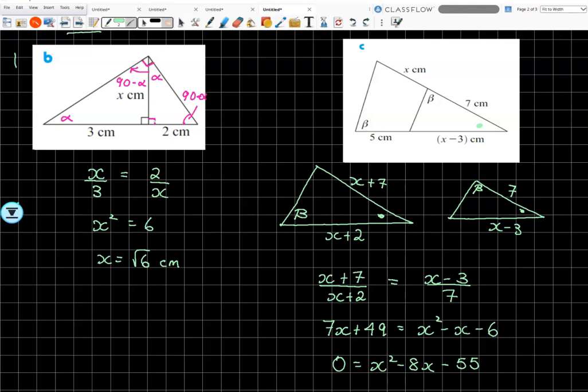No. Why? Right, because 2 take 3 will still give you a negative answer. So don't just go, oh, it's still a positive, that's okay. Check it by substituting back into the question to see if they're both viable solutions. Is that okay? Yep?